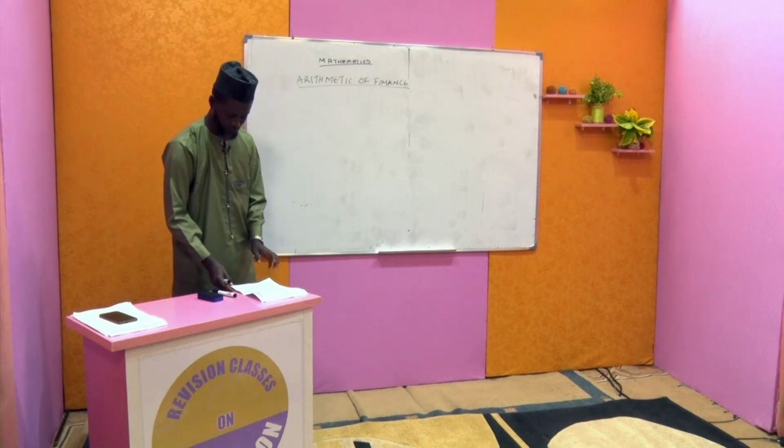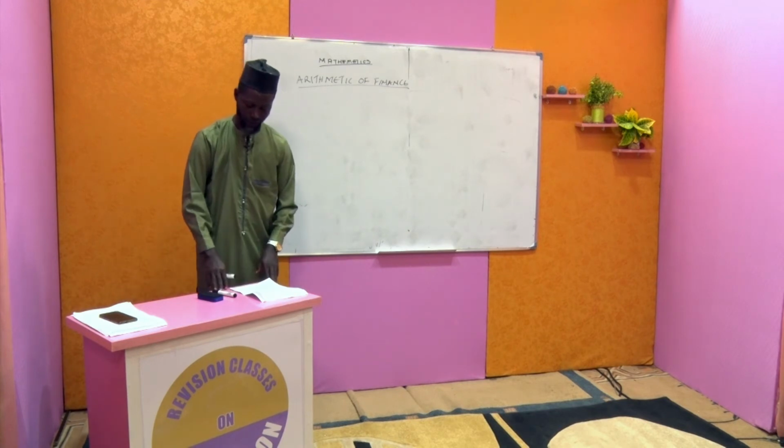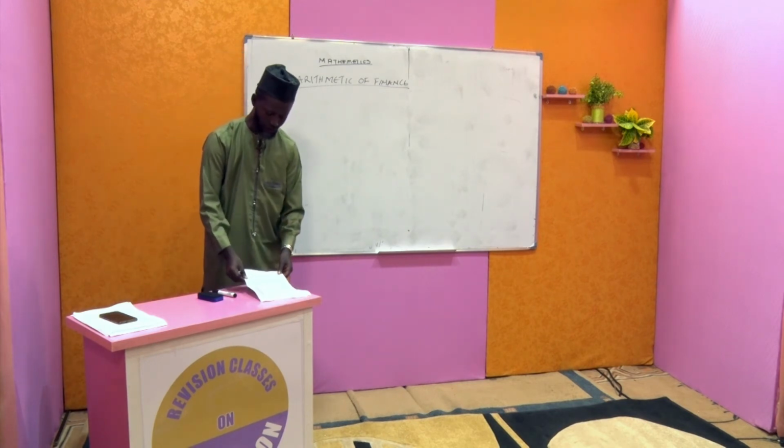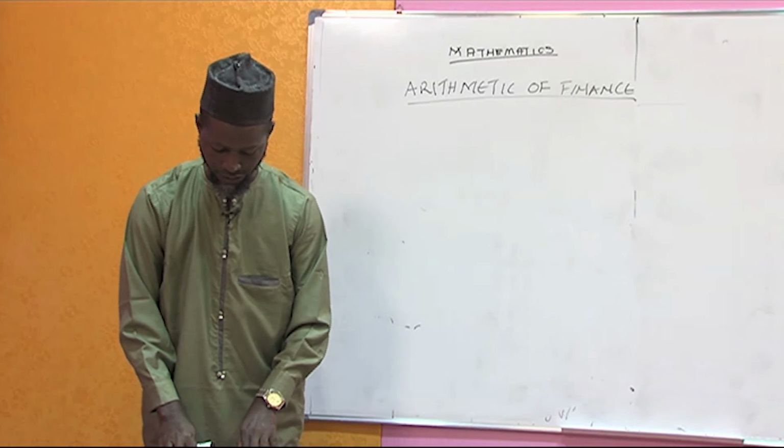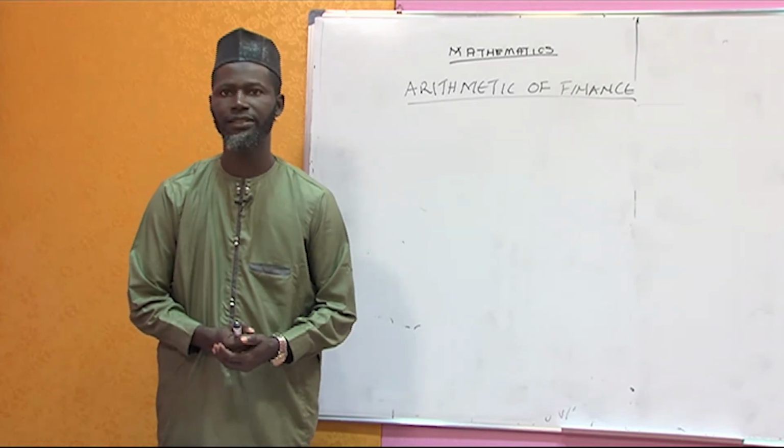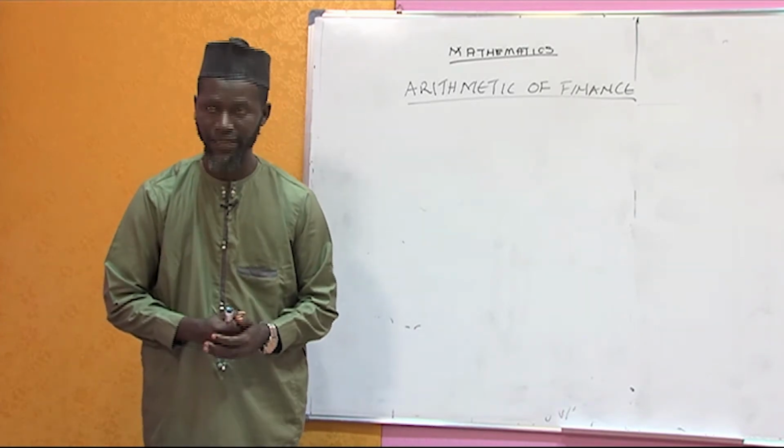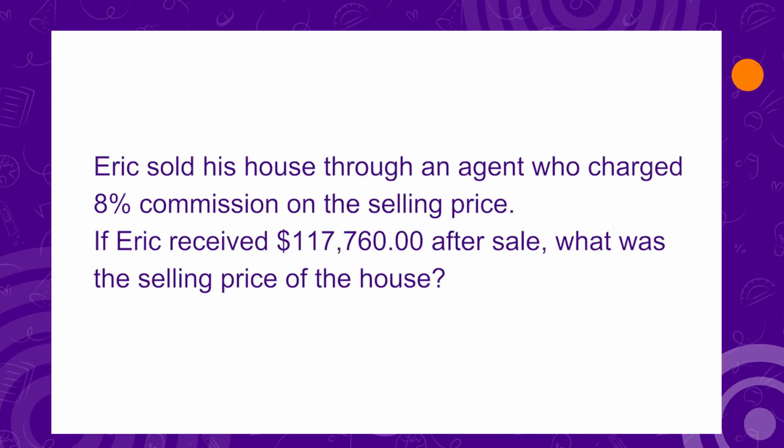Now, question 2, that is SSCE 2019. The question reads: Eric sold his house through an agent who charged 8% commission on selling price. If Eric received $117,760 after sales, what was the selling price of the house?